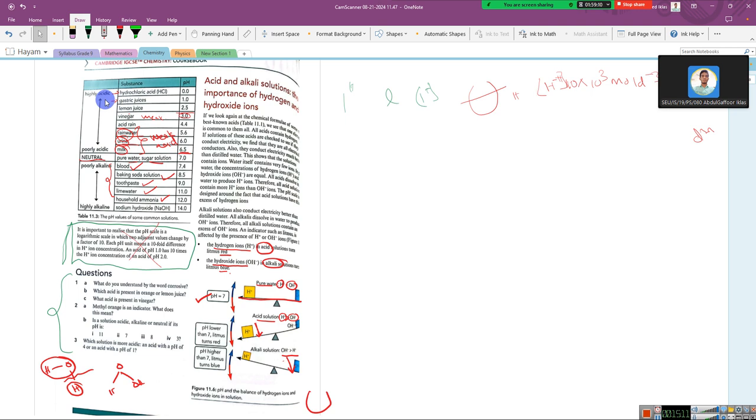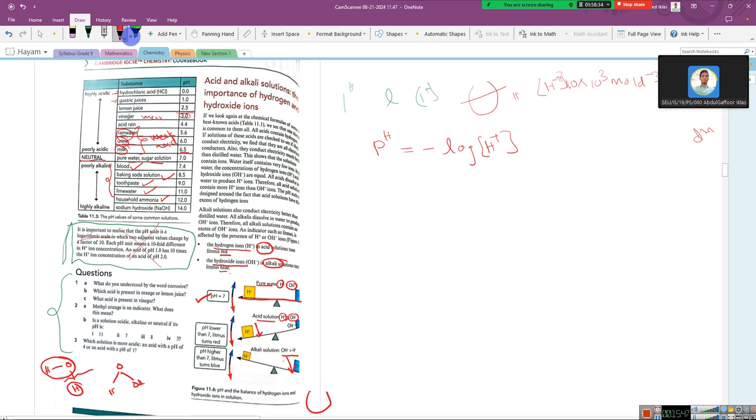So the equation you should tell her is pH is equal to minus log H plus concentration. Yes, that is the equation that they are referring to here. So pH is a logarithmic scale. Logarithmic scale means involving log.